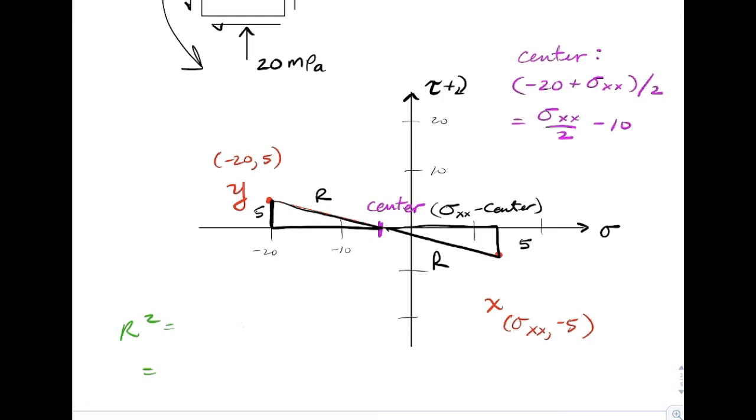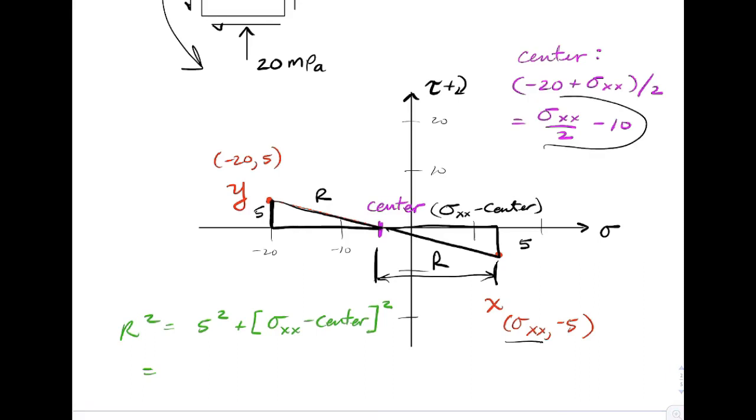So using Pythagorean theorem, R squared would equal 5 squared plus sigma XX, right, that's sigma XX all the way to the center. That distance is going to be sigma XX minus center. So squared, go ahead and plug in what we know for the center. So that'll go right there. Catching your signage, we end up with 5 squared plus the quantity sigma XX over 2 plus 10 squared.